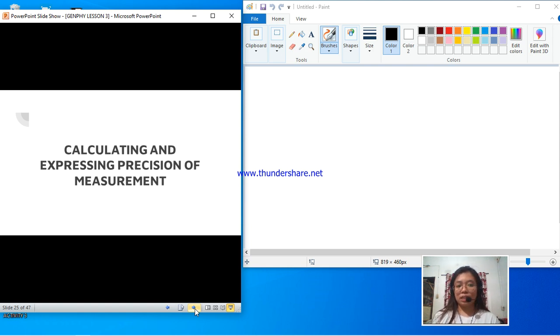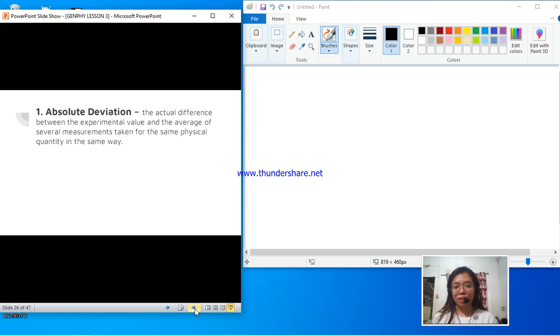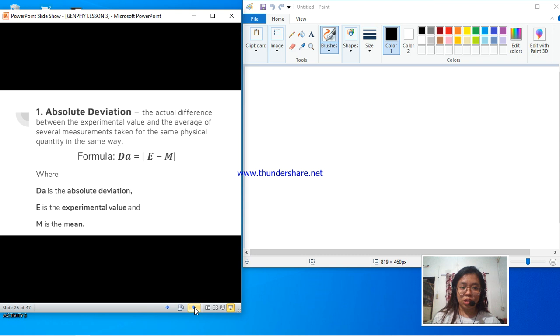Okay, so how do we calculate the precision measurement? Number 1 is absolute deviation. It is the actual difference between the experimental value and the average of several measurements taken for the same physical quantity in the same way. So, it's a difference: absolute deviation is equivalent to the experimental value minus the mean, or M. How do you get the mean? It is the average. We have different measurements, then you add them and divide by how many they are, and you get the mean or average. dA is the absolute deviation, E is the experimental value, and M is the mean.